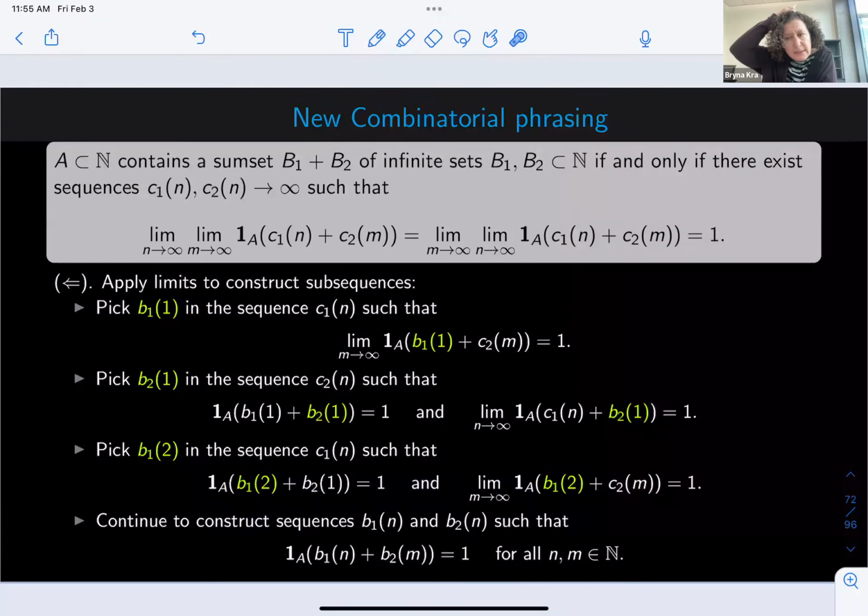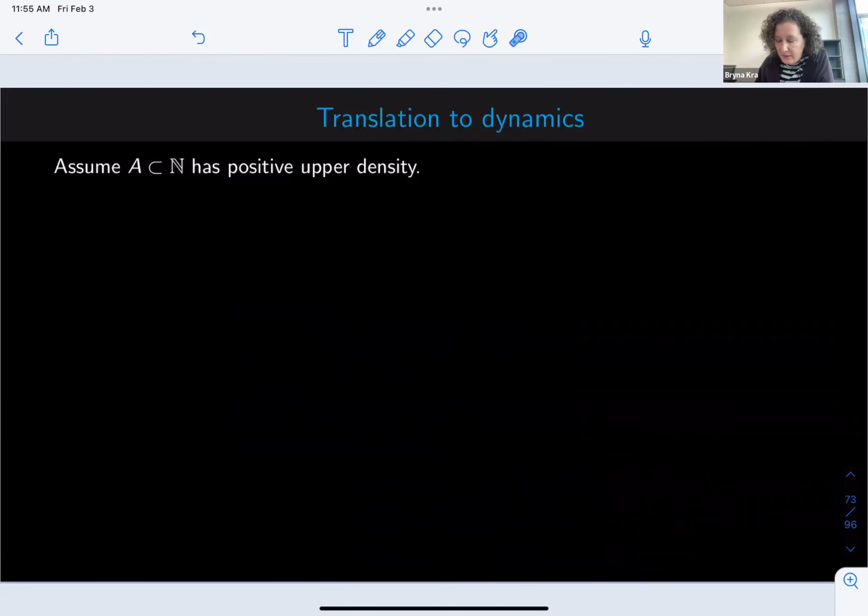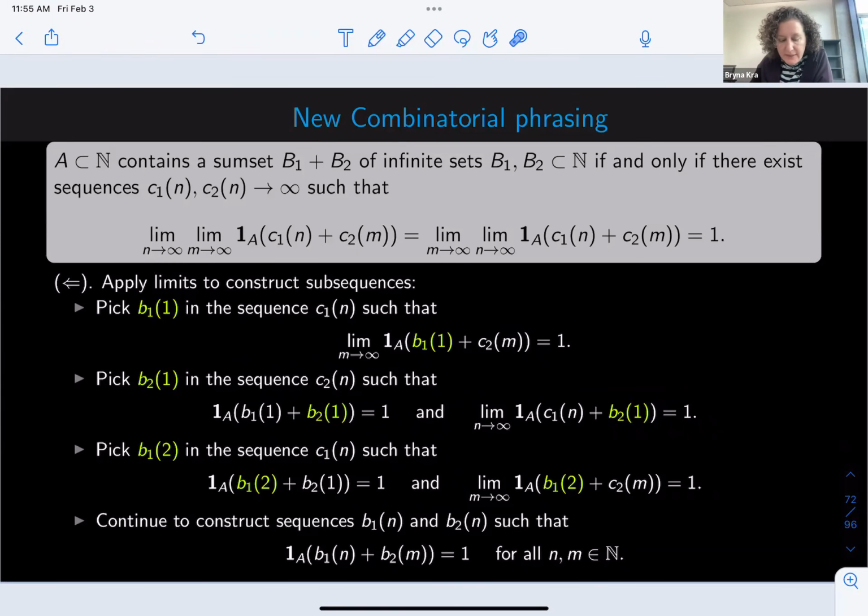So what this has done is translate this question into another combinatorial version. So far, we haven't done anything. But the emphasis is that now I'm seeing how to do this dynamically, as to where I'm going to have to worry about interchanging limits.